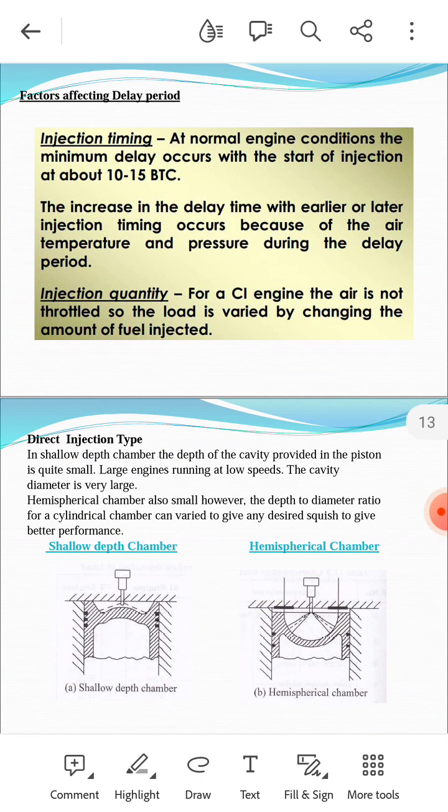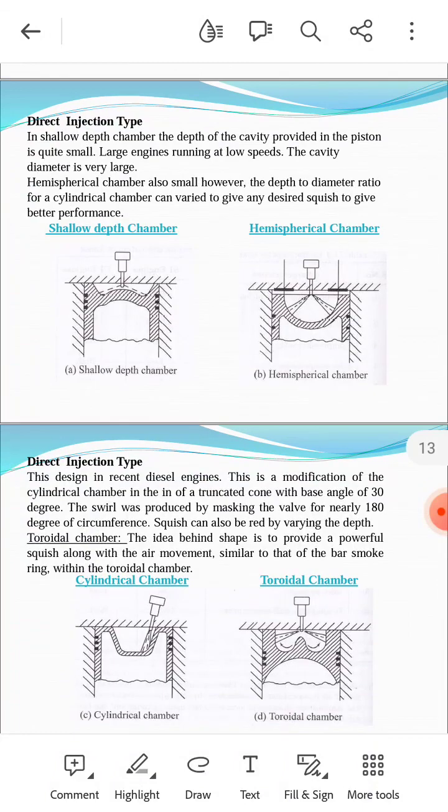The shallow depth chamber: the depth of the cavity provided in the piston is quite small. For large engines running at low speed, the cavity diameter is very large. Hemispherical chamber is also smaller. However, the depth to diameter ratio for the cylindrical chamber can vary to give any desired swirl to give better performance.